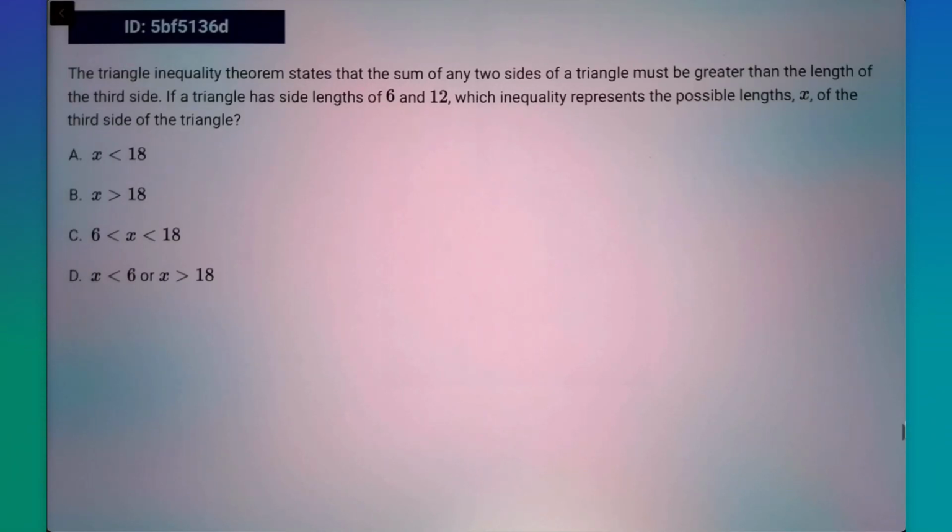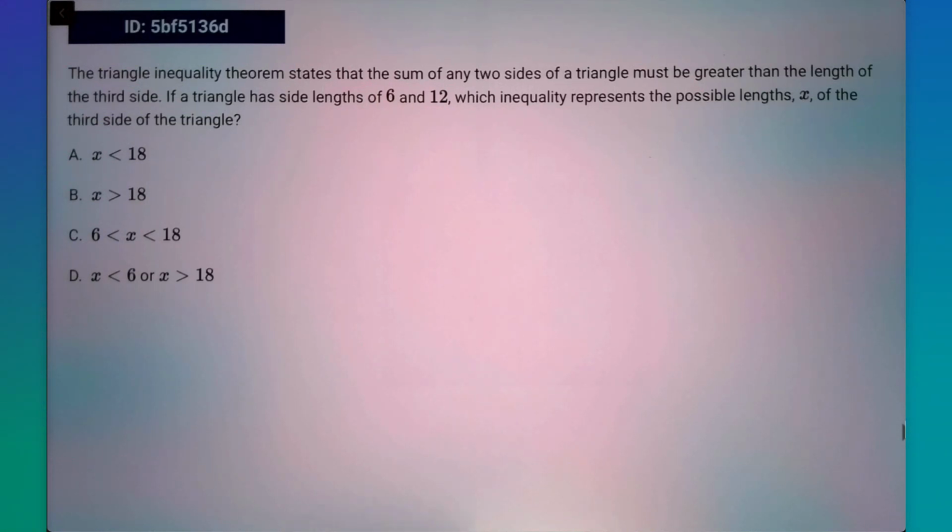The triangle inequality theorem states that the sum of any two sides of a triangle must be greater than the length of the third side. If a triangle has side lengths of 6 and 12, which inequality represents the possible length x of the third side of the triangle?